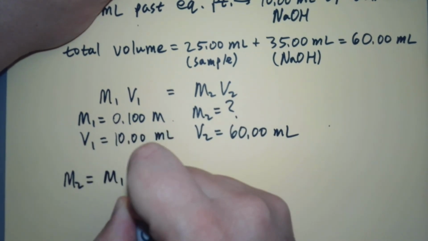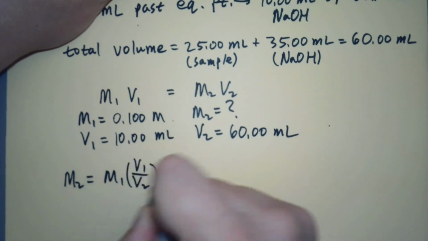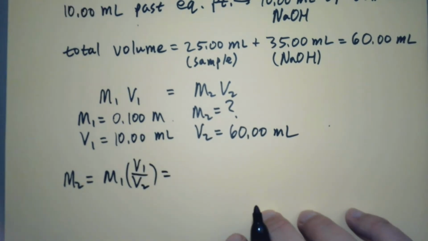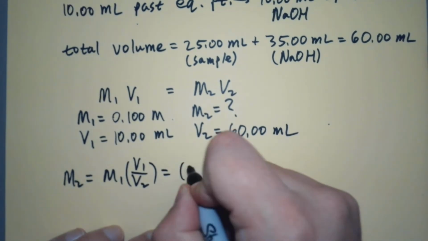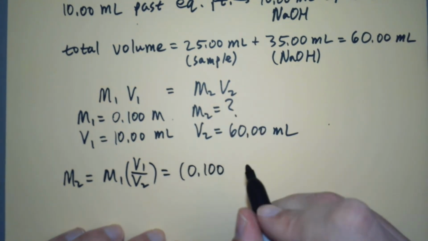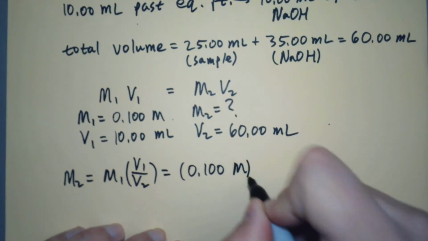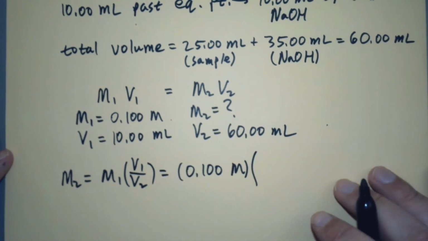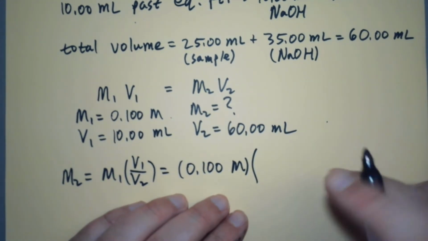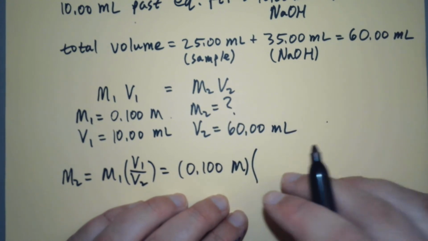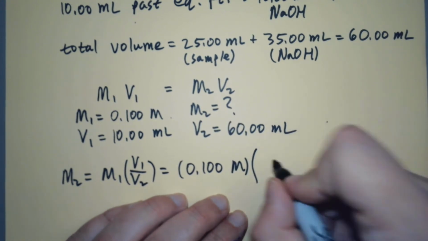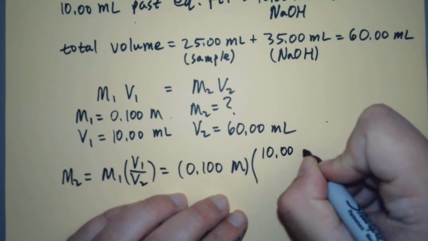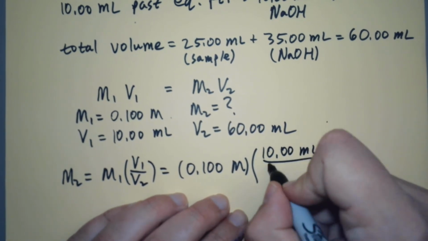You can't stop me. I am an algebra machine. Okay, so M1, 0.100, the worst kind of terminator, a mathematical one. Gonna do some integrations next or something. Oh, that's not a prereq for this course, if you even know what I'm talking about. 10.00 milliliters. We'll just plug in our numbers.